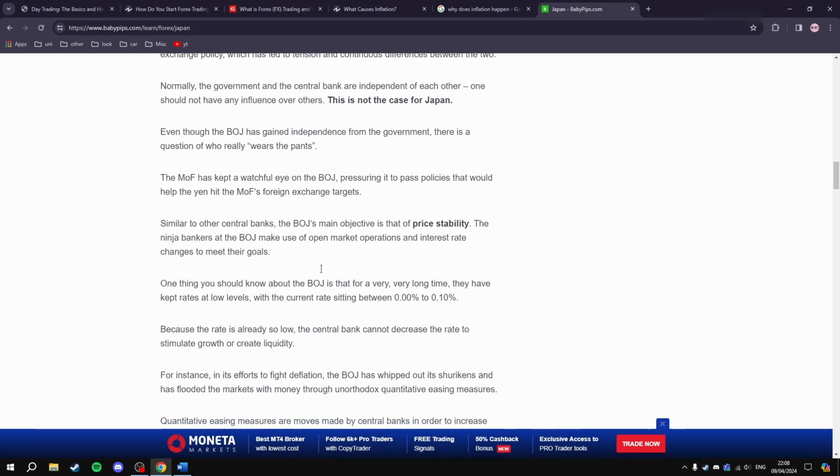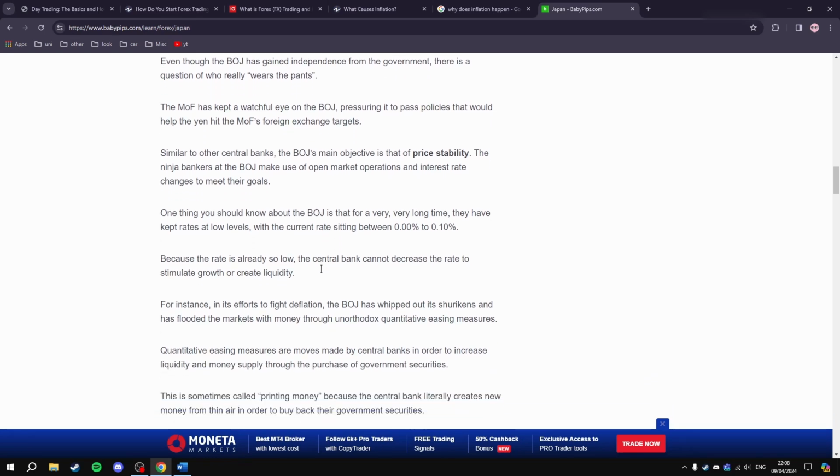Normally, the government and the central bank are independent of each other. One should not have any influence over the other. This is not the case for Japan. Even though the Bank of Japan has gained independence from the government, there is a question of who really wears the pants. The Ministry of Finance has kept a watchful eye on the Bank of Japan, pressuring it to pass policies that would help the yen hit the Ministry of Finance's foreign exchange rates.